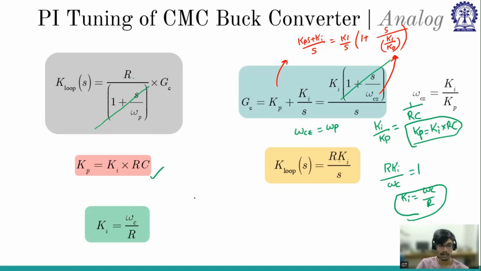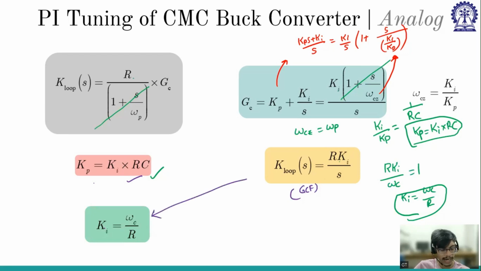and it is much simpler than PID because here there are only 2 unknowns. There we have 4 unknowns. So one equation is Kp equal to Ki into RC. Another equation is K loop is equal to R Ki by Ks. From here, we apply the gain crossover frequency, and we get this expression.